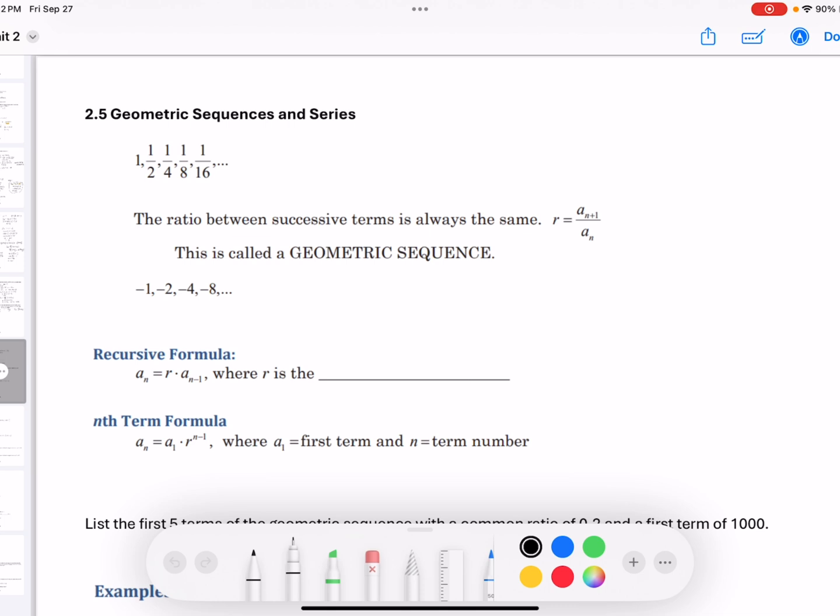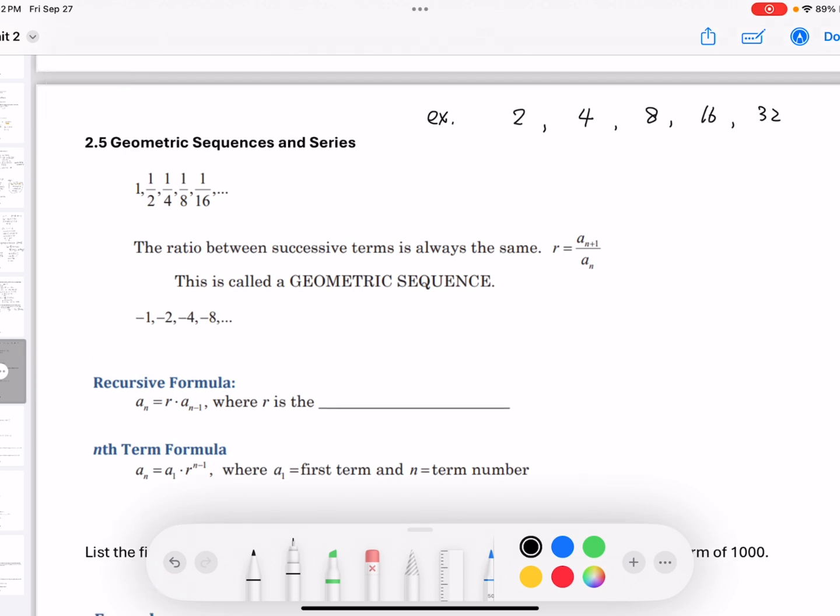In this video we're learning 2.5, geometric sequences and series. If I have a pattern, for example, we have some terms: 2, 4, 8, 16, 32. What can you see? The first term times 2 makes the second term. The second term multiplied by 2 is 8, times 2 is 16, times 2 is equal to 32. This kind of sequence we call a geometric sequence, because the first term multiplied by something gives me the next term.